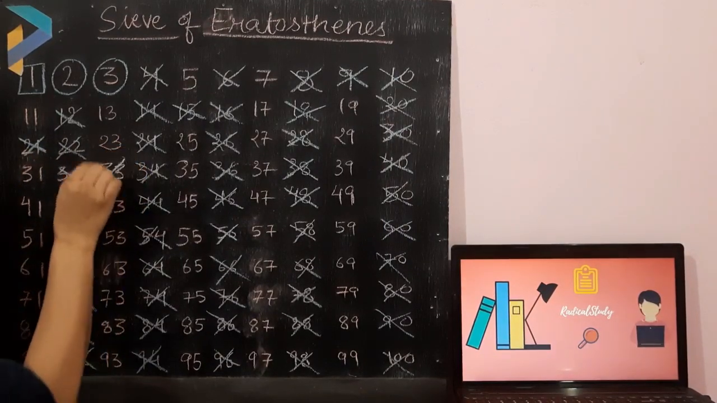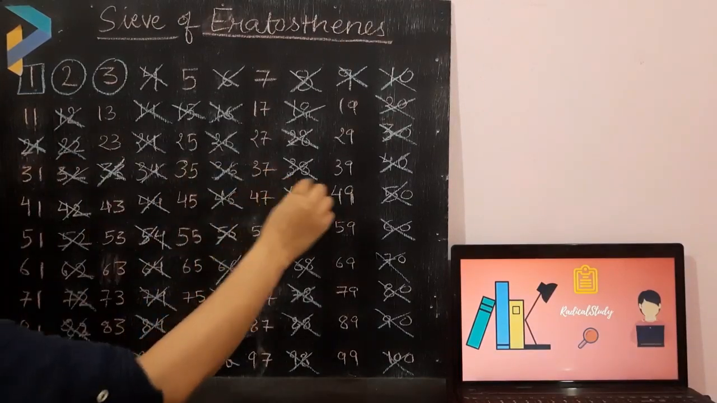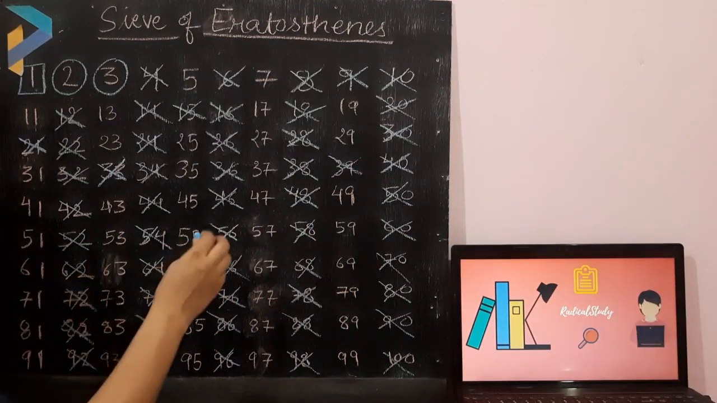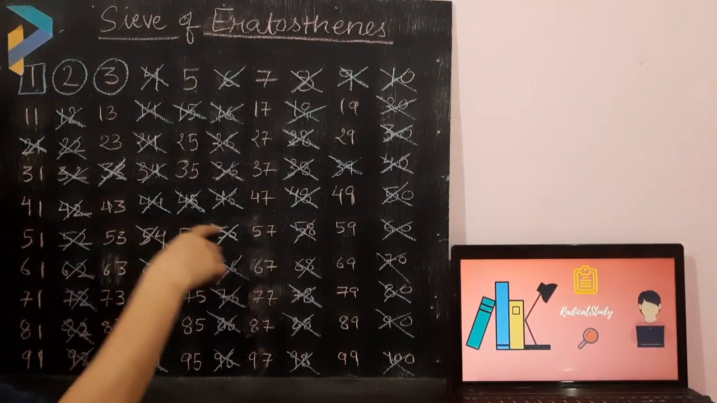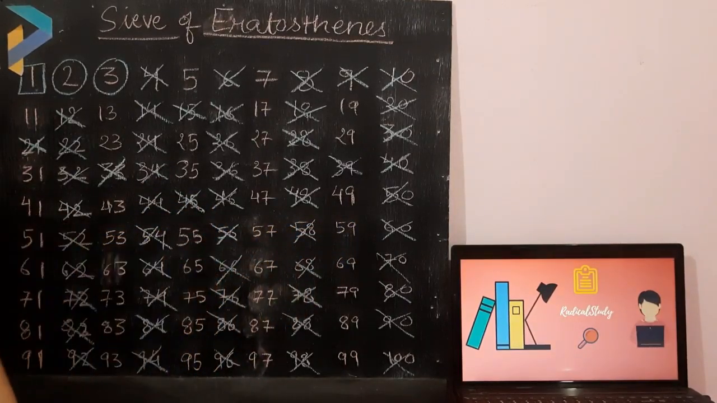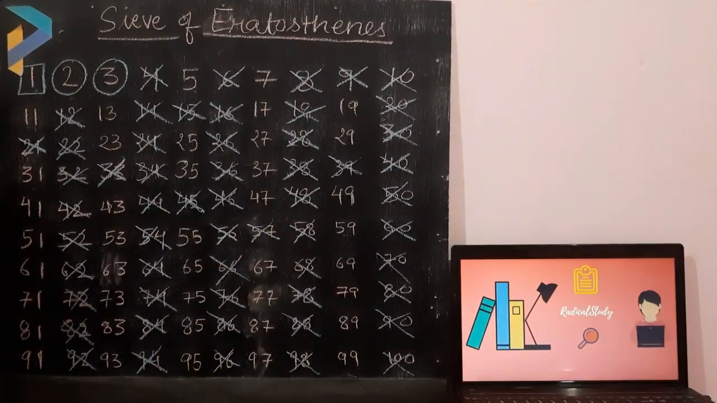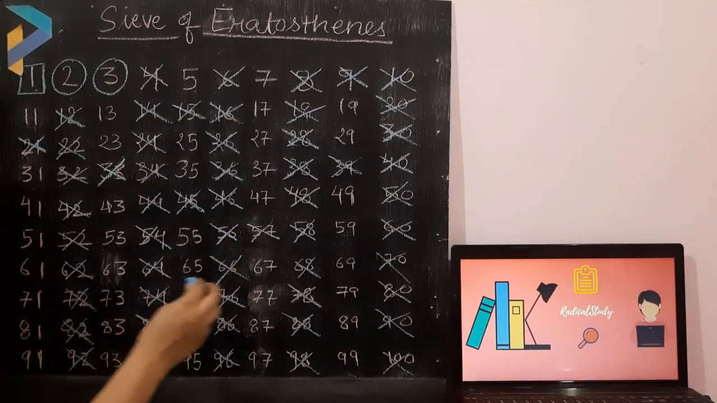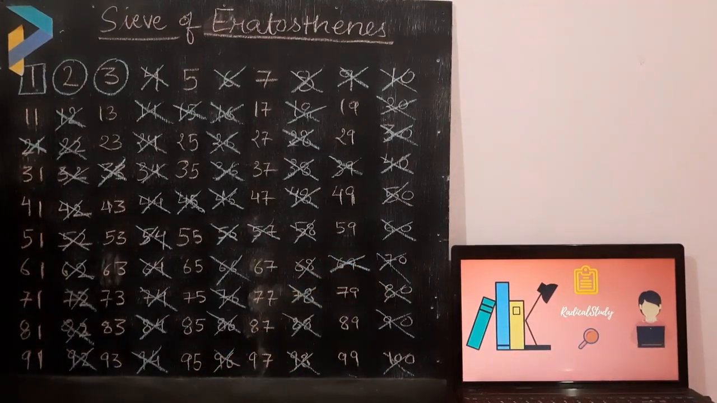33 is also divisible by 3. I will cross it. Now 39 is also divisible by 3. I will cross it. 45 is also divisible by 3. I will cross it. And 57 is divisible by 3, so I will cross it. Now which number is divisible by 3? I have to check. Yes, 69 is also divisible by 3, so I will cross it.